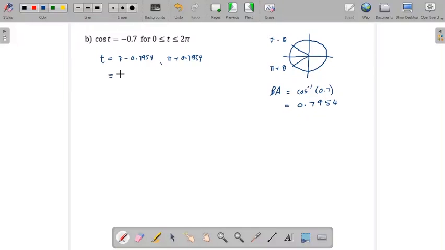So on the calculator, that comes up as 2.346 radians and 3.937 radians. Okay, and that's done. That's our two solutions. Again, once around the unit circle, we expect two solutions.